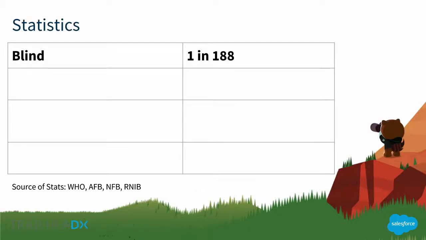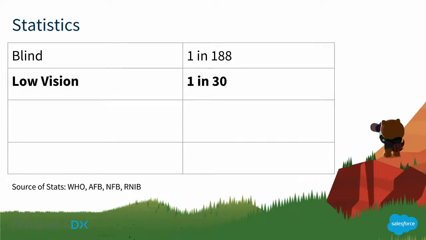So let's look at some statistics. Let's see if their back-of-the-envelope calculation is anything like correct. And so already, if we look at the stats from the World Health Organization for people who are blind, we're already up to 1 in 188 people of the general population. And then if we widen it more broadly to other disabilities related to sight, very quickly the numbers start increasing.